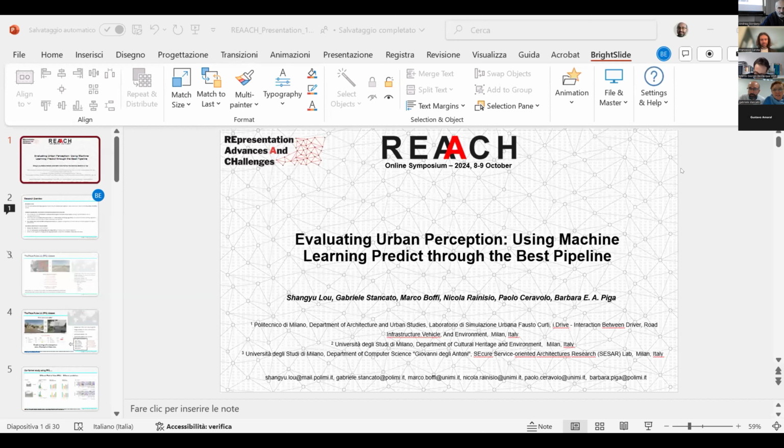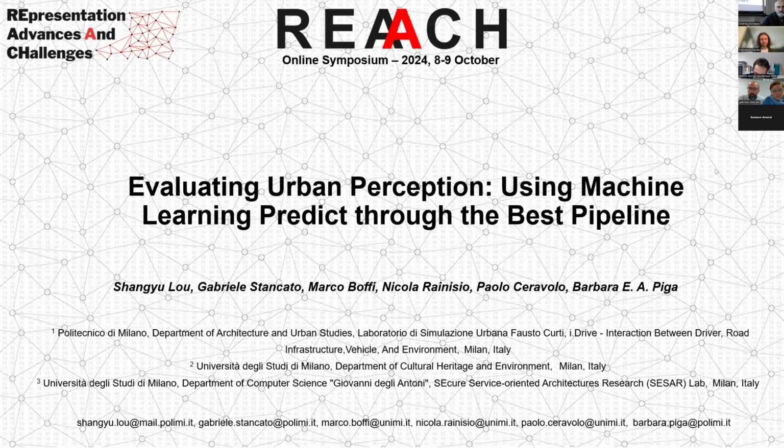What we are going to present is a work that is part of a PNR project about how to use the Place Pulse data set for evaluating urban perception. In particular, what we would like to achieve is to understand which is the best machine learning pipeline for predicting human perception based on the Place Pulse data set.